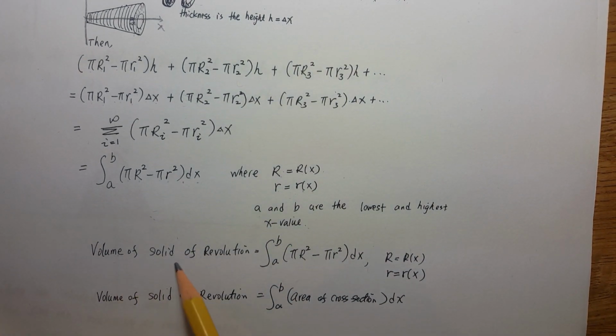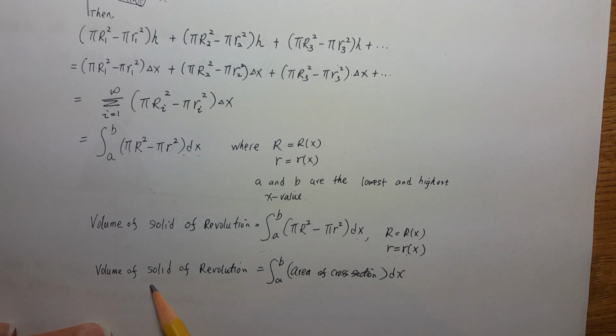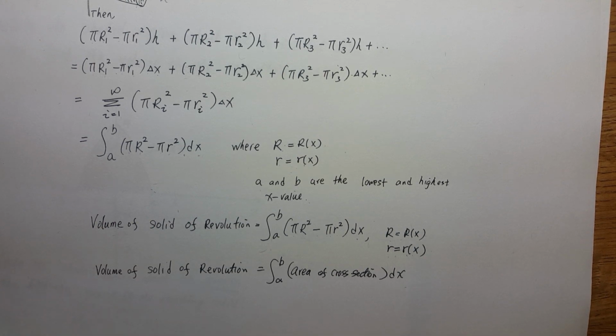The volume of a solid of revolution is the integral from a to b of pi R squared minus pi r squared dx, where big R is R of x and small r is r of x. The more general form is that the volume of a solid of revolution is the integral from a to b of the area of the cross section dx, because that is the area of the cross section. You have two concentric circles in this case. Now we're going to use the formula that we learned, and go back to question number 2 and solve it.